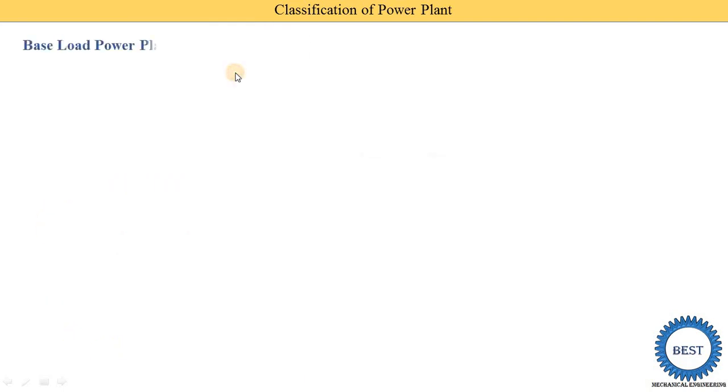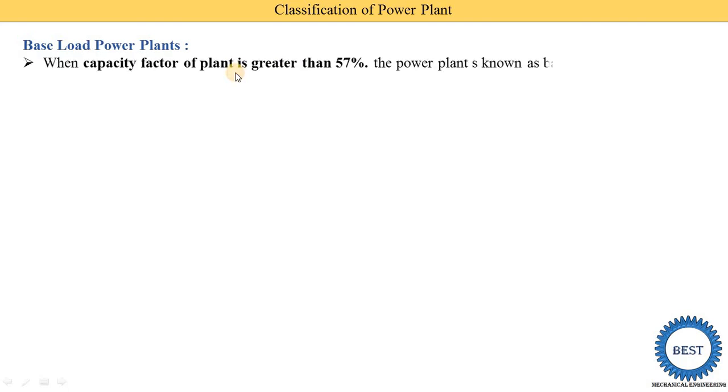Now, what is the base load power plant? When the capacity factor of the plant is greater than 57%, the power plant is known as the base load power plant. Suppose the power plant has a capacity of 1000 megawatt, which means the power plant is capable of producing 1000 megawatt power. If we can utilize its capacity up to 57%, then it is called the base load power plant.